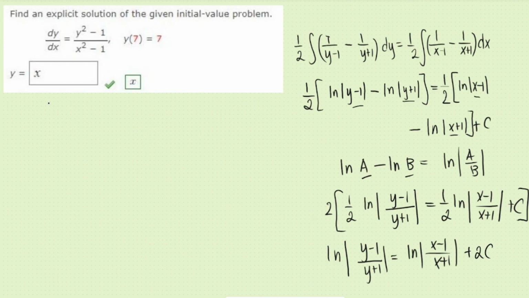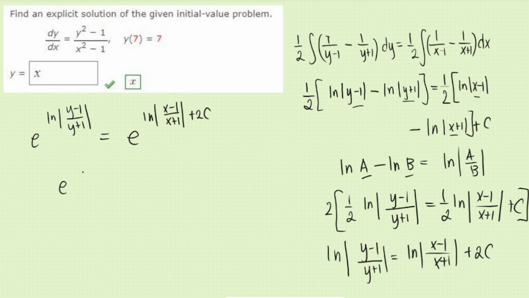So the next thing we're going to do is to use e. If we make these an exponent, our left-hand side is e to the ln of (y minus 1) all over (y plus 1). We can actually do that, but we have to make sure that we also put e here and make this our exponent also: ln of (x minus 1) all over (x plus 1) plus 2c.